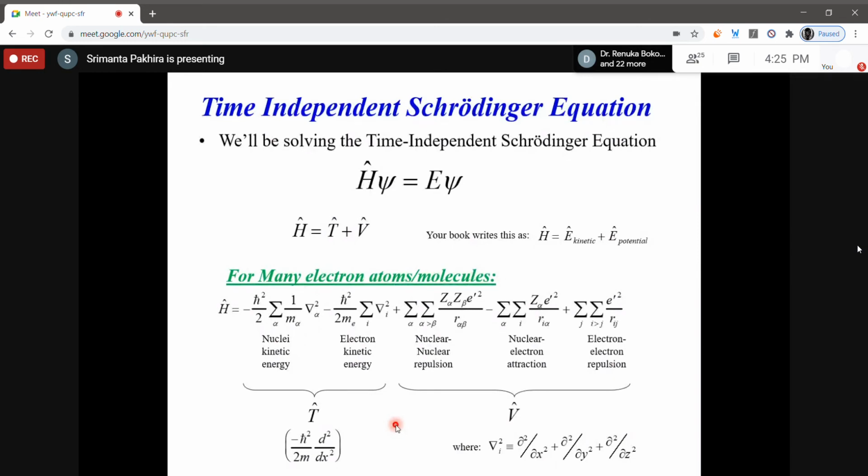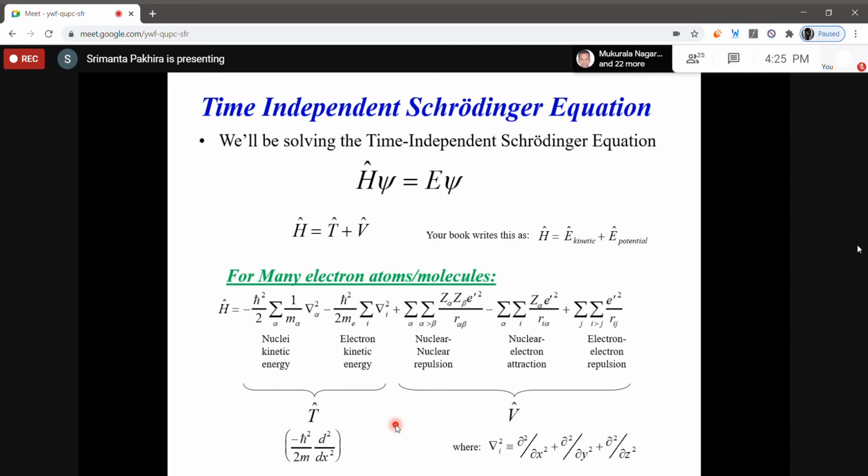So when we are trying to solve this time independent Schrodinger equation, this is the first way we have to write down. Let's say we are writing the Schrodinger equation: H hat psi equals E psi. Very good. What is H? H is called the sum of the kinetic energy plus potential energy. Some books write it some other way, I don't care about that.